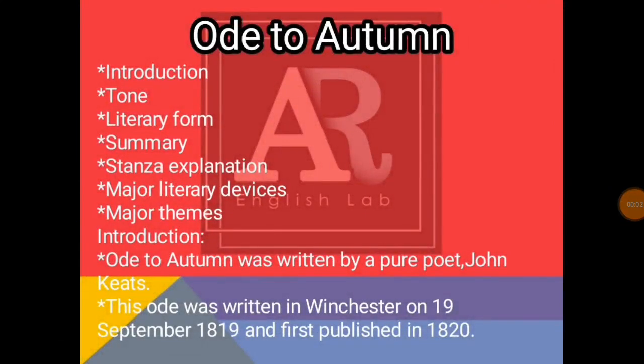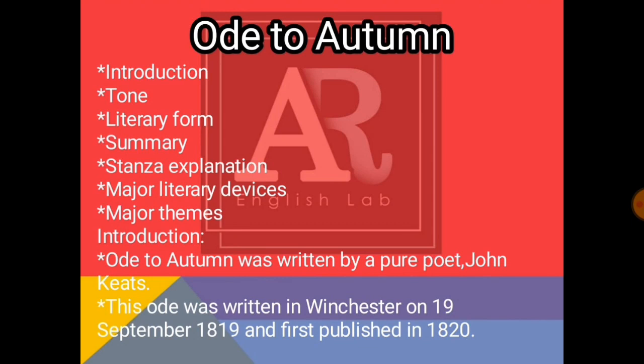Hey guys, today we are going to discuss Ode to Autumn written by John Keats. Here in this session, we will cover various points of this poem like introduction, tone, literary form, summary, stanza explanation, major literary devices, and major themes. Firstly, we are going to discuss introduction.